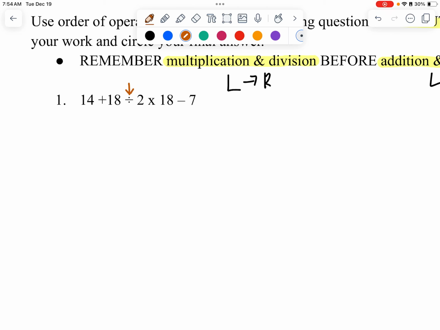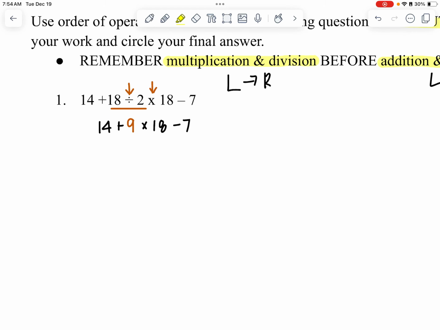I know that the division and multiplication have to happen before the addition and subtraction. But how do I decide which one to do? I'm just going to move from left to right. Since I see the division first, I'm going to divide 18 by 2 is 9, and then rewrite the rest of my equation. Notice how I'm doing one step at a time. All I've done so far is 18 divided by 2 to get 9.